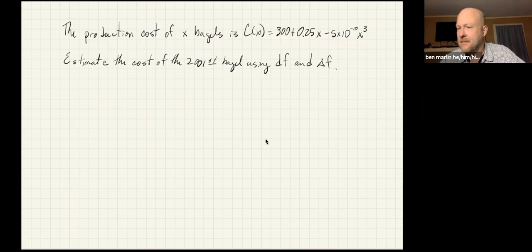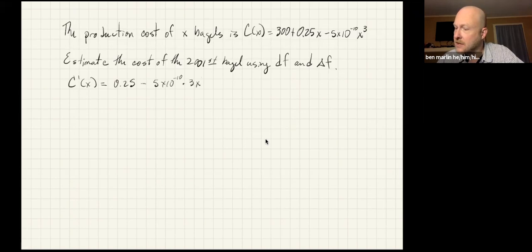So all right, we are going to estimate the cost of the 2001st bagel. So what we'll have to do there is to get C prime. So C prime, you're going to get the 0 from the 300, and then a 0.25, and the derivative of x is just 1, and minus, now the 5 times 10 to the negative 10th is just a constant.